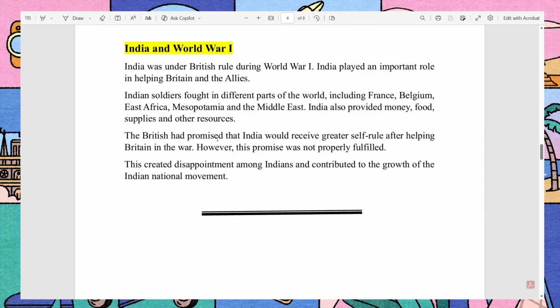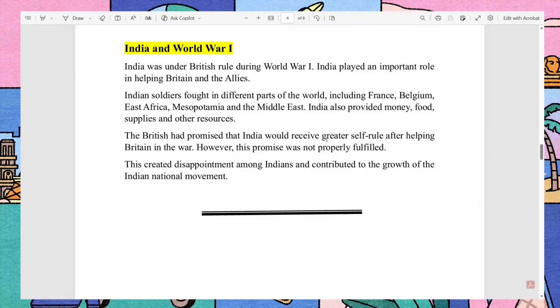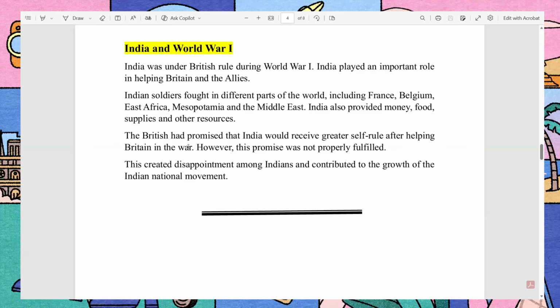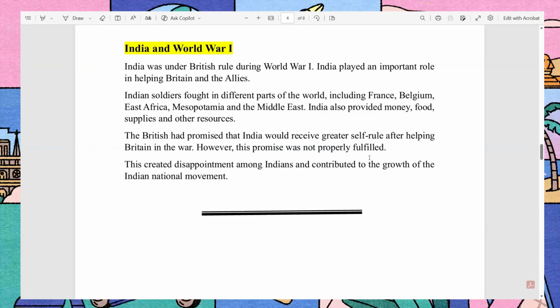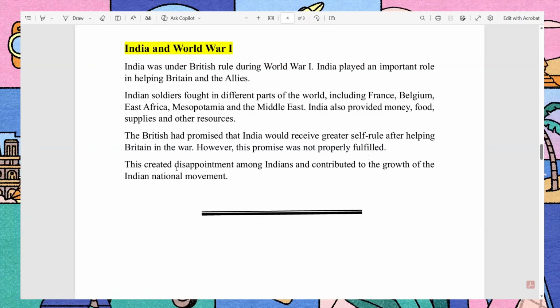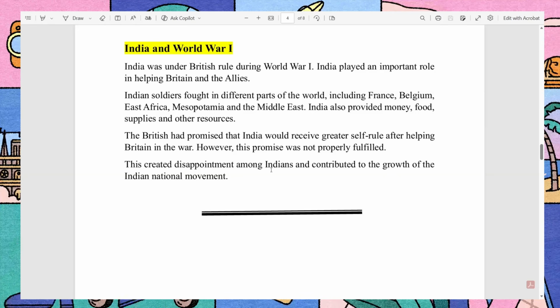The British had promised that India would receive greater self-rule after helping Britain in the war. However, this promise was not properly fulfilled. This created disappointment among Indians and contributed to the growth of the Indian national movement.